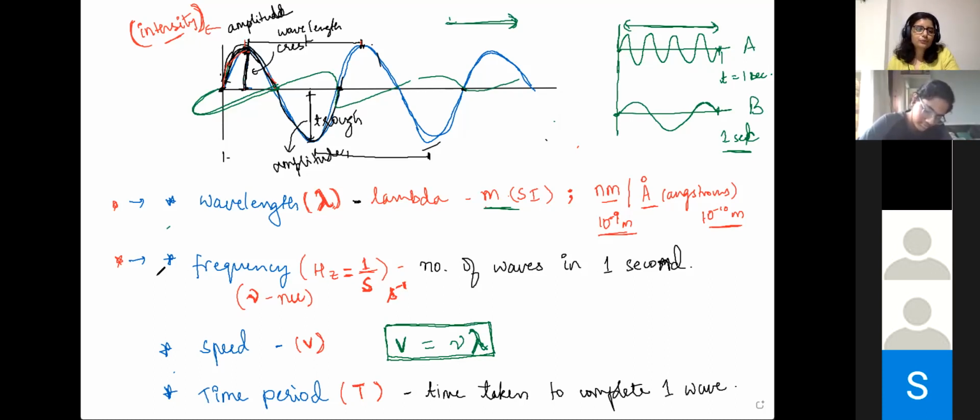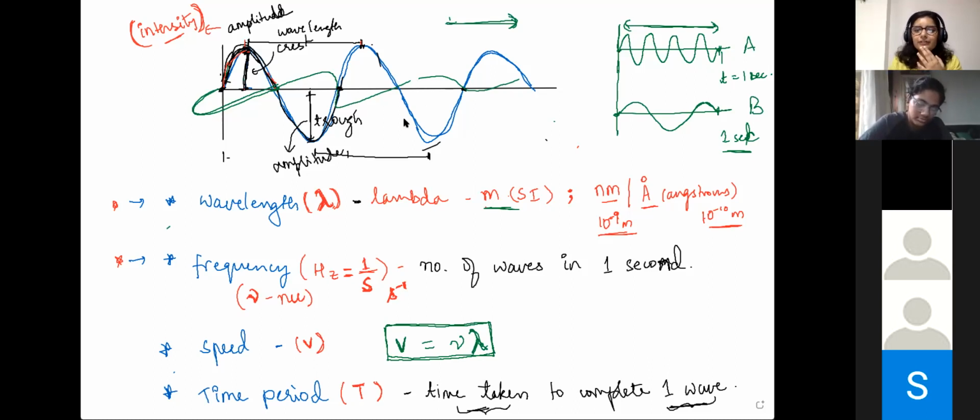So time period directly relates to which of these other quantities: wavelength, frequency, or speed? Frequency. Yes. It is the literal opposite of frequency. Frequency fixes the time and you're measuring the number of waves. Time period fixes the number of waves and you're measuring the time. So they are inverses of each other.